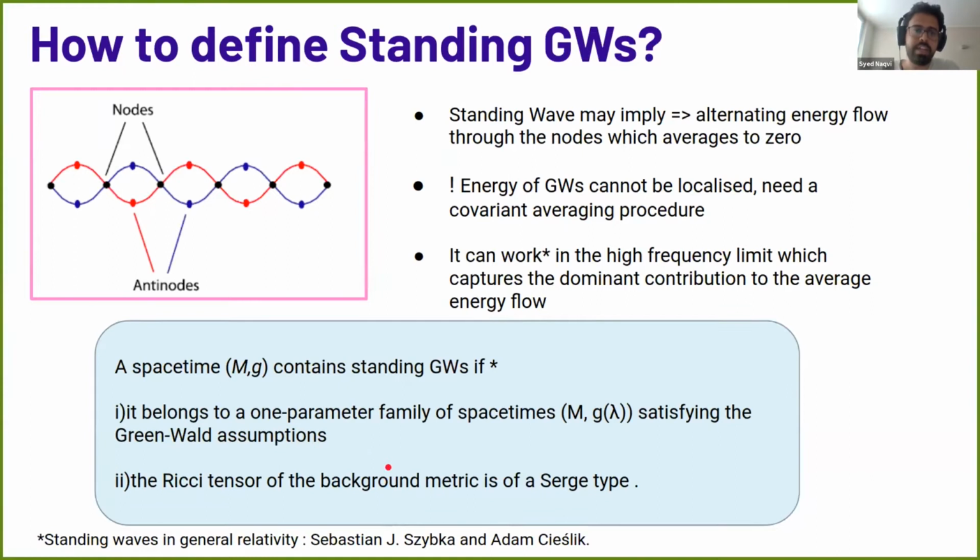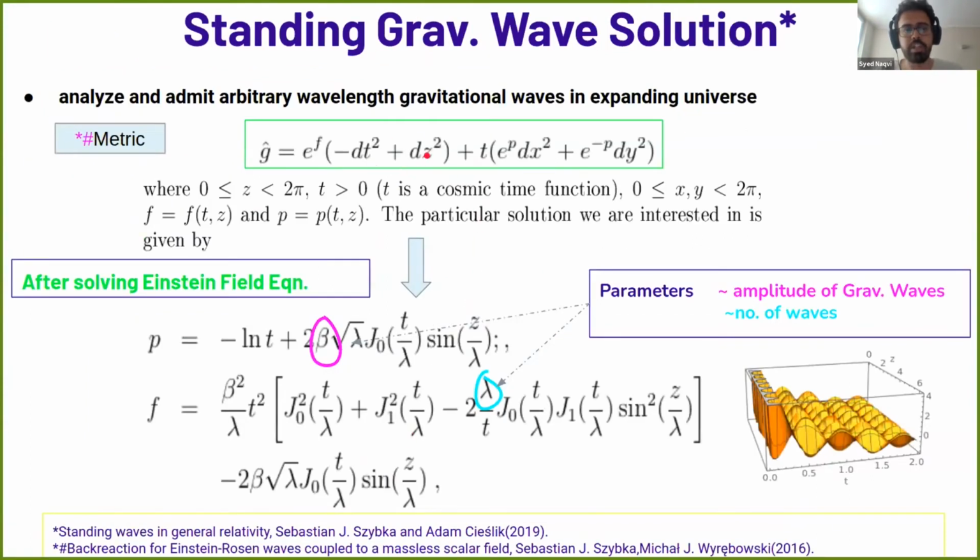With this in mind, we study this form of Gowdy metric. This metric represents an expanding universe, and there are just gravitational waves interacting and forming standing gravitational waves. The main characters here are the functions F and P, which are functions of T and Z, where T is the cosmic time and the Z dependence shows that the gravitational wave is in the Z direction. The coordinates z, x and y are periodic, so they go from 0 to 2 pi.